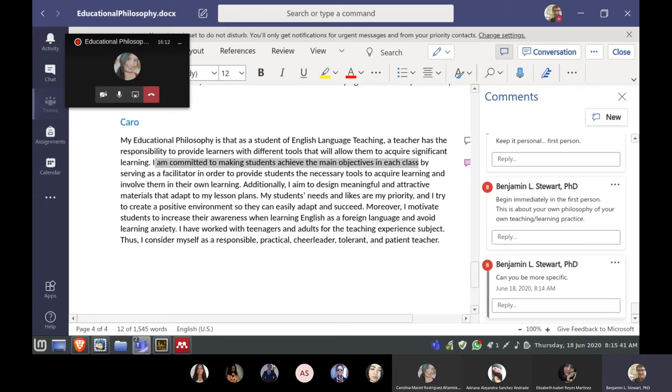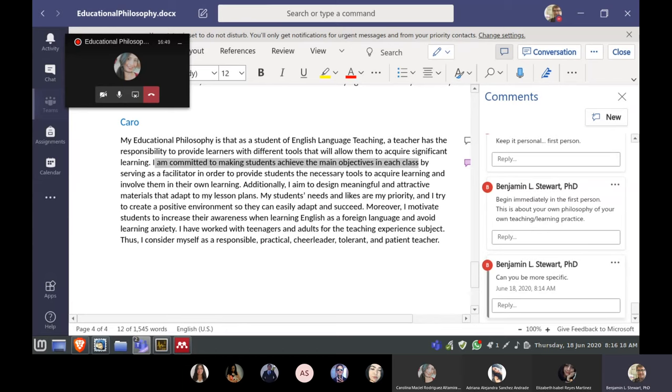And you want to express even more in detail, when you think about the objectives of the class, what objectives do you want your students to achieve? And how are you going to facilitate that process? And if you can bring that into your educational philosophy, I think you can improve in that you, again, are being more specific. We know more about who you are as a professional, both from a teaching standpoint and from a learning standpoint. All right. So this is kind of what I mean here in highlighting this first part.